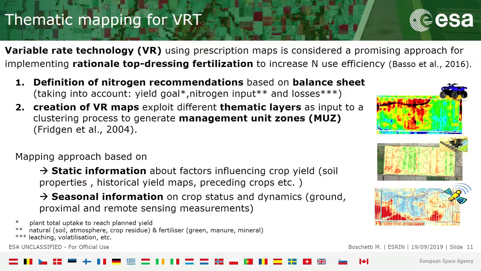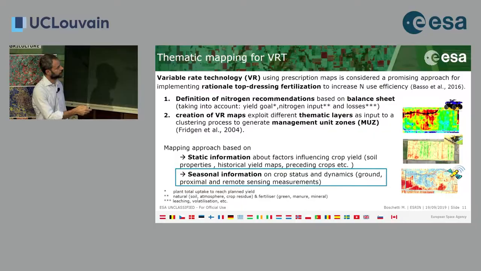Or else we can have seasonal information on crop status and dynamics that can arrive from ground proximal sensing. Now some tractors have some system in front of them, working on the go. Or of course, from remote sensing measurements. So here is where the contribution of this topic comes in, and you will have information on how to do that.